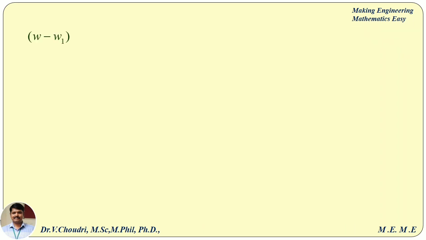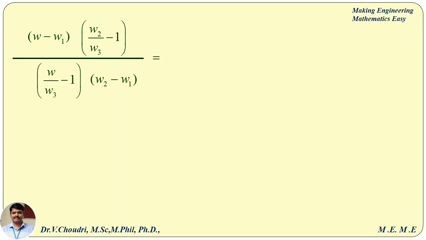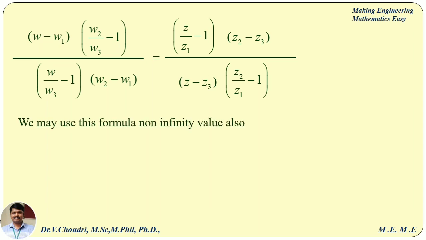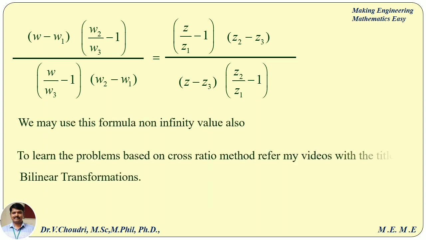Successfully, we made w3 and z1 appear in the denominator. Now we have no problem. If we substitute w3 value equal to infinity and z1 value equal to infinity, the corresponding terms alone become 0. Then we can easily find the bilinear transformation. We can use the same formula for non-infinity values also. You may learn the problems based on the cross ratio method. Refer to my previous videos with the title Bilinear Transformation.